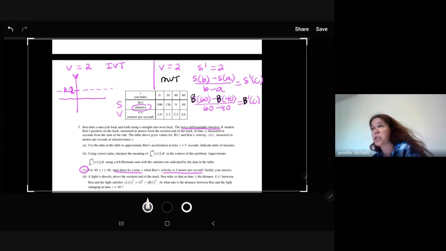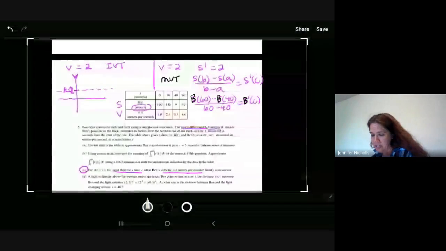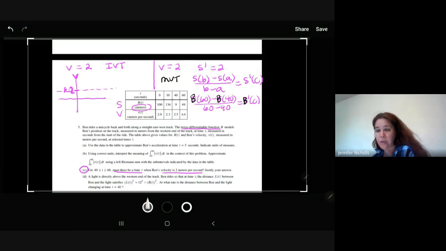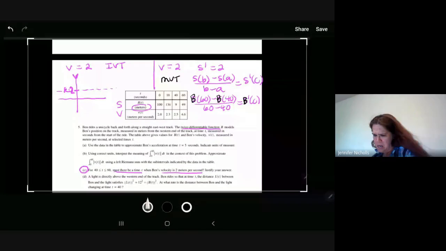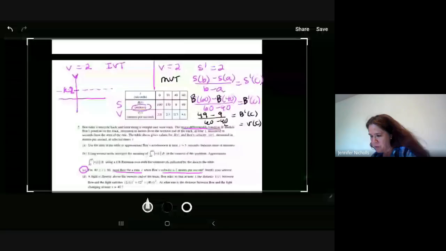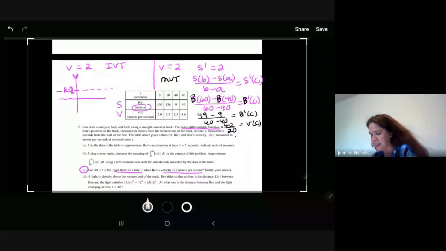But this is more specific. Mean value theorem is harder to get to work because I need to get the exact value 2. For intermediate value theorem, I just have to be above and below 2. I don't have to actually hit 2, so it might be different. Okay, so for this one, B of 60 is 49, B of 40 is 9, and 60 minus 40 is B prime of C. And B prime is V, and that's 40 over 20, which is specifically 2. Okay, so this did work.